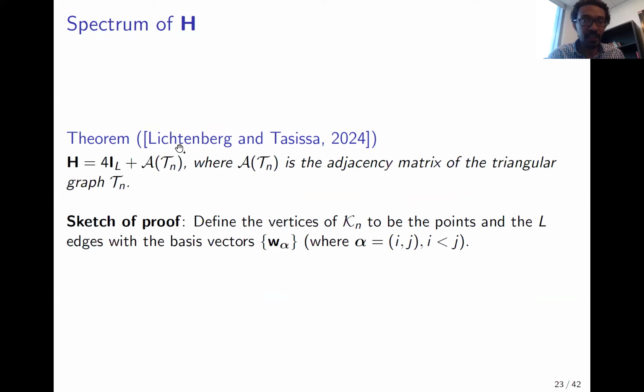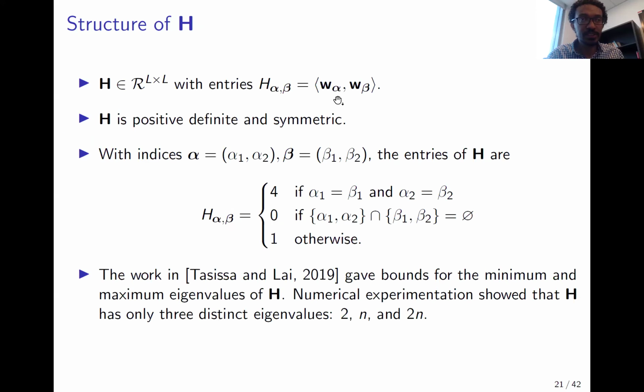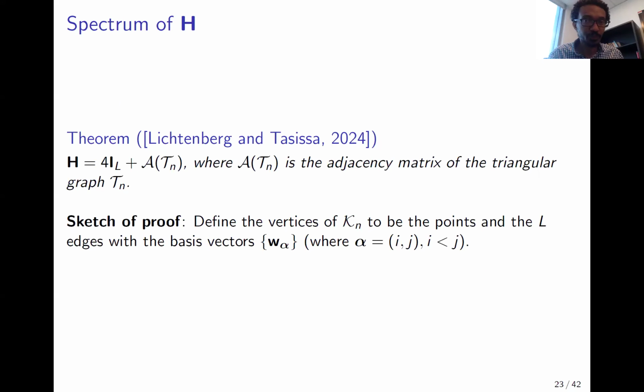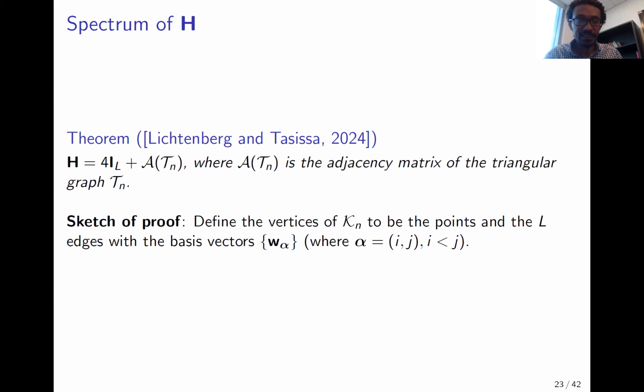So the sketch of the proof is actually quite simple. Now, rather than thinking of these W alphas and W betas as matrices, we think of them as nodes. If I define my vertices of K_n to be the points and my edges with the base vector W alpha, and if I apply the definition of my triangular graph, then we basically get that the remaining matrix is nothing but the adjacency matrix of the triangular graph.